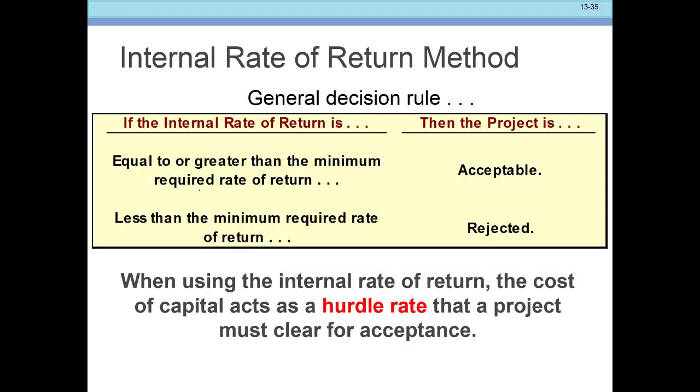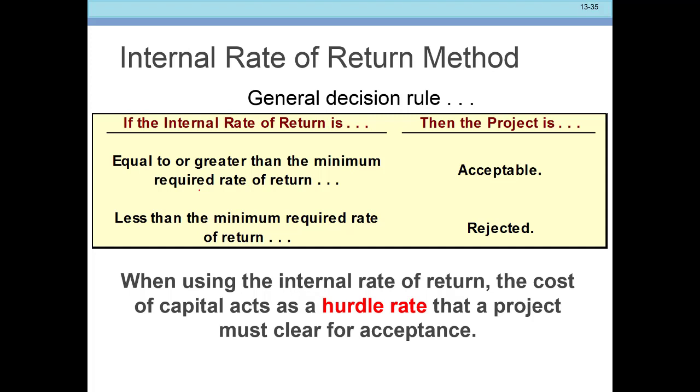Now what happens? We will set up a hurdle rate, a minimum rate of return, and if our internal rate of return is equal to or greater than that hurdle rate, then we will accept the project. If the internal rate of return is less than that hurdle rate, we will do what? Reject the project. And think about it, it makes sense. Hurdle rate is 11%, internal rate of return is 10%.